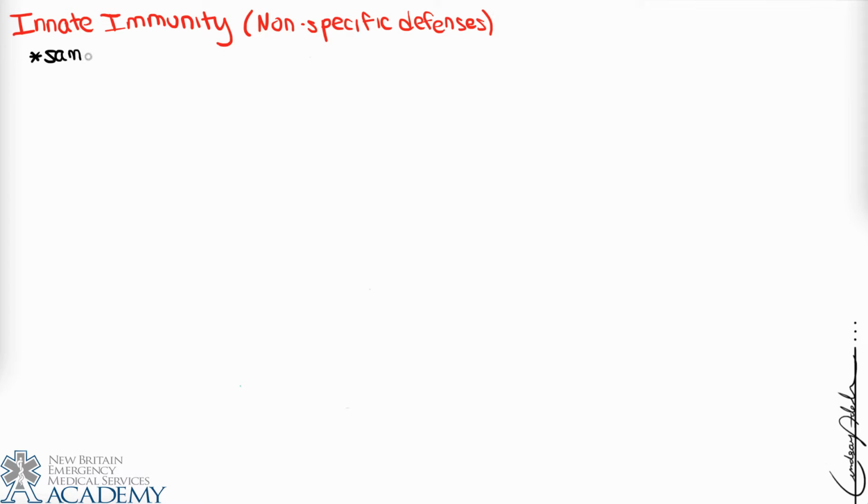Everyone. In this video, we're going to describe innate immunity. When we think about the immune system and immune function, we can essentially break it down into innate immunity and adaptive immunity. We're going to cover innate immunity in this video and adaptive immunity in the next couple of videos. But I just want to suggest the difference between them.